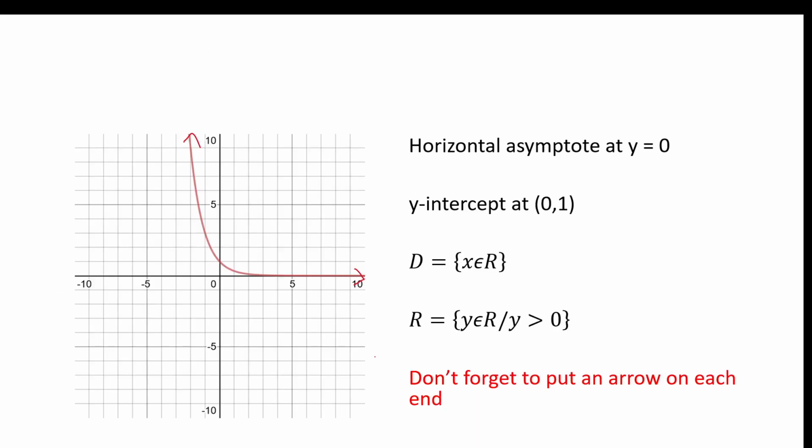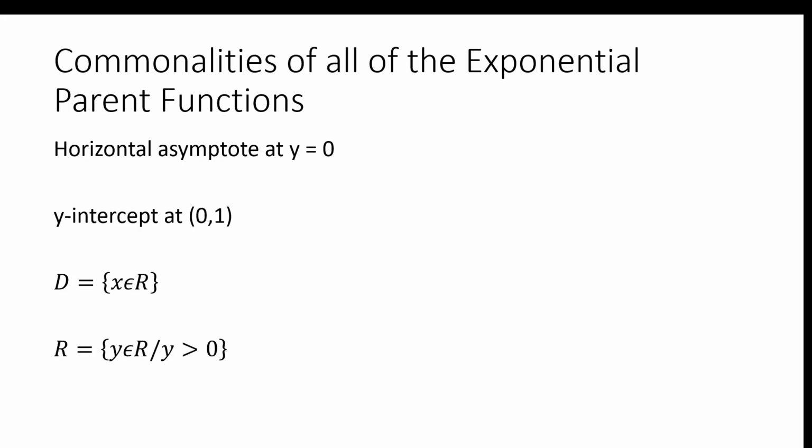And so what we recognize is there are certain commonalities of all the exponential parent functions. Even if we did 5 to the x or 1/12 to the x, it wouldn't even matter. They all have certain similar characteristics. There's going to be a horizontal asymptote at y equals 0, i.e. the x-axis. There will be a y-intercept at (0, 1). The domain will be all real numbers, and the range will be all real numbers so long as y is greater than 0.